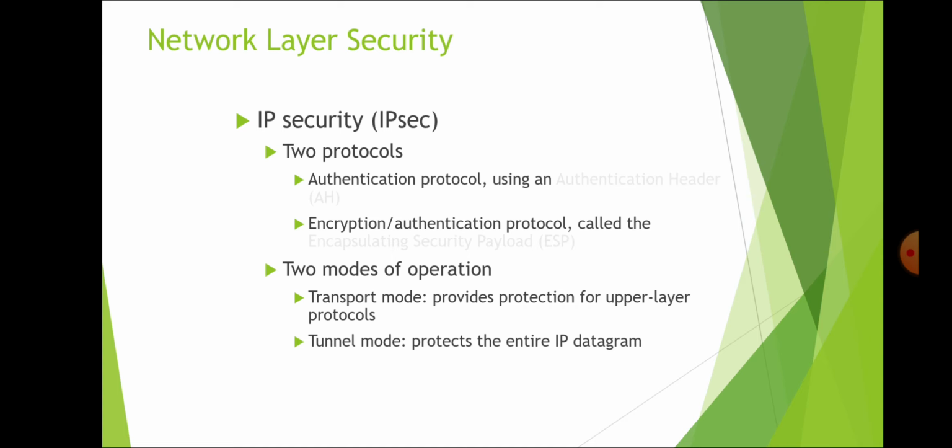At the network layer, IP security uses two protocols. First is the authentication protocol, which uses an authentication header in the packet. The second is the encryption or authentication protocol called the encapsulating security payload, whose short form is ESP. So these two protocols are used for IP security.